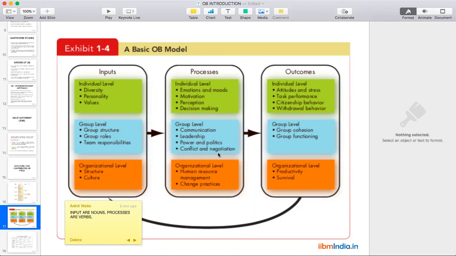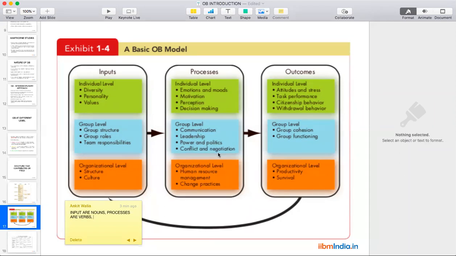So these are basically part of your organizational levels. They are processed right now. Now the last part, which comes under outcomes, is about the ultimate variable which we want to predict, and which is being affected by a particular action. When we discuss outcomes, the outcome at the individual level may be attitude and stress, the task performance of an individual, the behavior of a citizen, and withdrawal. Withdrawal means how a particular person is withdrawing from a particular situation, task or responsibility. That may be the outcome as well.